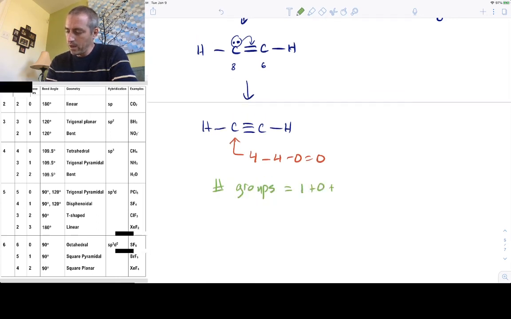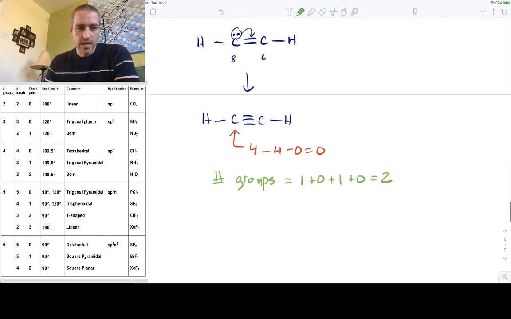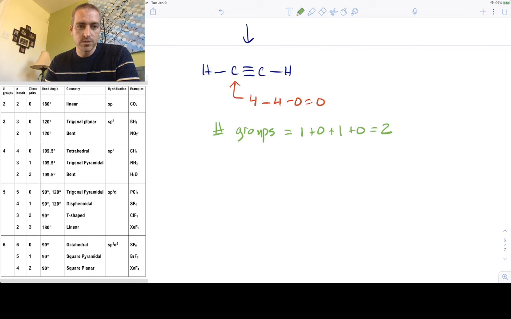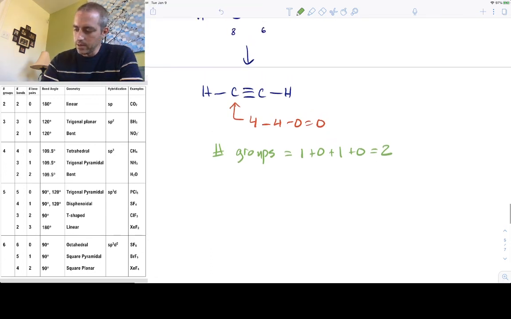Okay, number of groups are, in this case, carbon, we have 1 single bond, 0 double bonds. We have 1 triple bond, and 0 lone pairs is 2 groups. Look on our table. 2 groups means 2 bonding groups, 0 lone pairs. The bond angle will be 180 degrees. And the hybridization on that carbon is going to be sp. Same with this carbon, it's sp. We'd say the shape of each of those central atoms is linear.